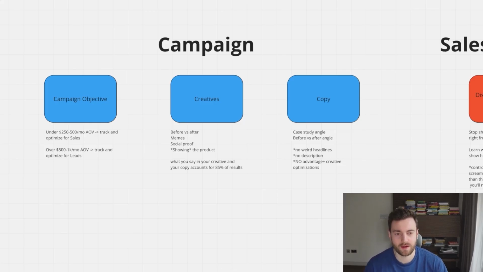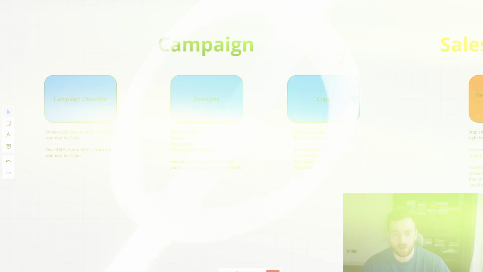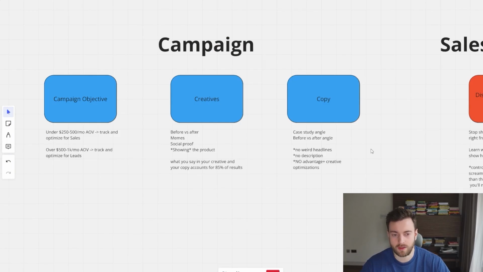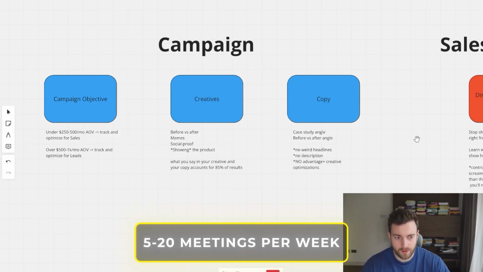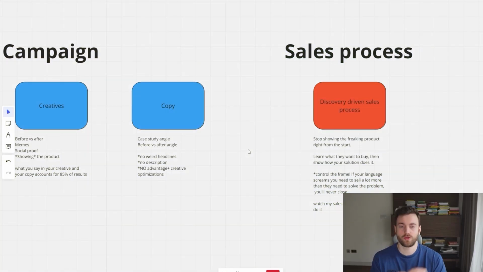So double check this. And coming to the main angles which we use in our copy, this would be the case study angle and before versus after angle. This is gonna get you initially 5 to 20 meetings per week. And what you want to do next is to dial in your sales process so that you can convert all these leads and reinvest half or like 70% of all the new revenue into more ads, so that you can really fast track your path to the first 1 to 3 million ARR and actually get there in a few months rather than in years and decades as it takes for some.